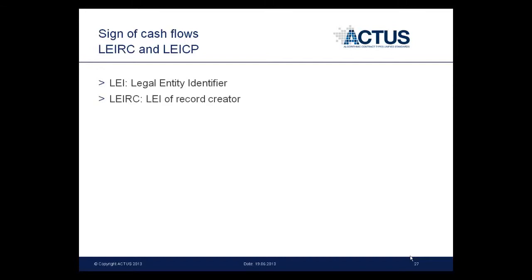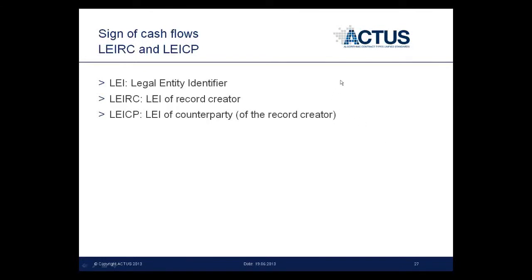First, we have the LEIRC, or the LEI of the record creator. This is the entity submitting the record. LEICP identifies the LEI of the counterparty to LEIRC.